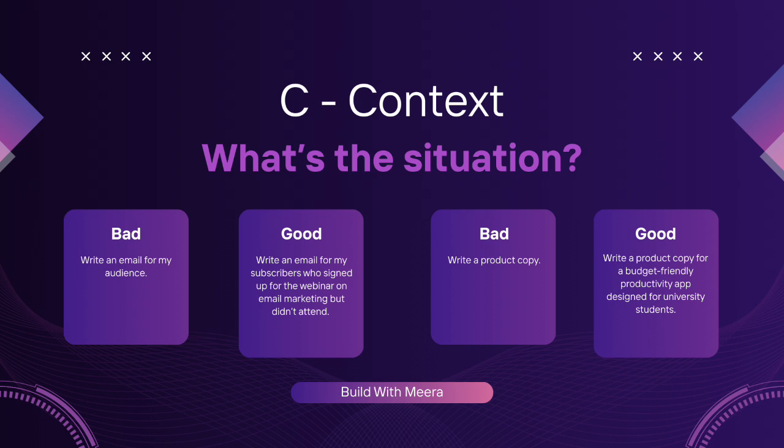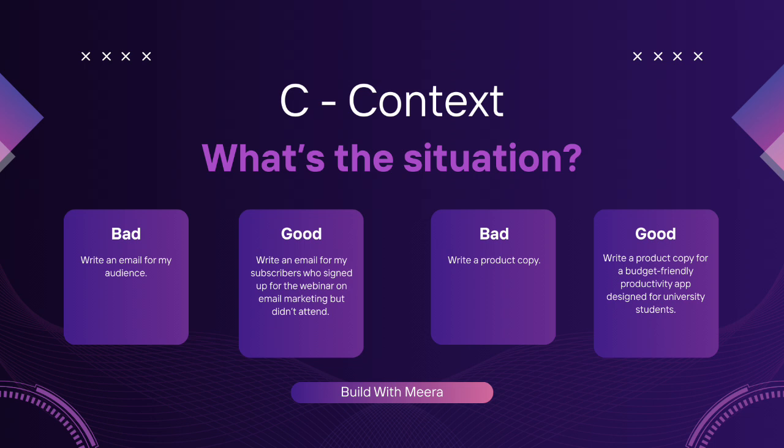Another example is "write a product copy." The AI has to guess what product it is and then who the product is for. When I say "write a product copy for a budget-friendly productivity app designed for university students," now the AI knows who my audience are, which is university students. What the app is all about. It is a low budget or budget-friendly productivity app. See?